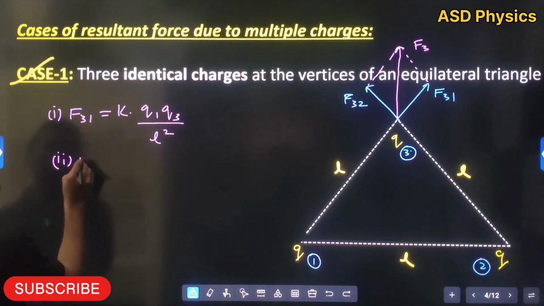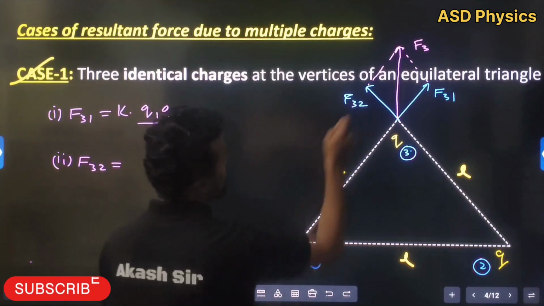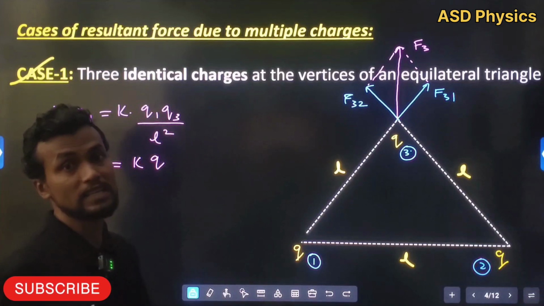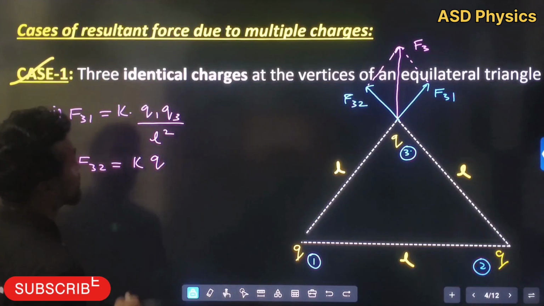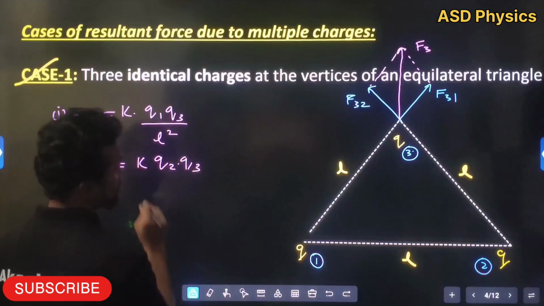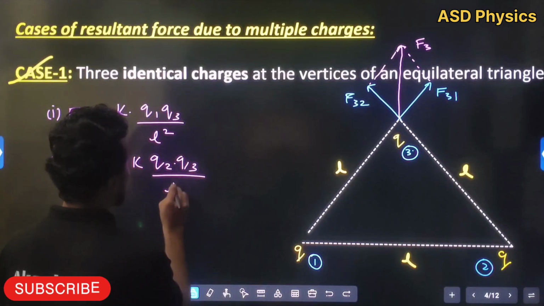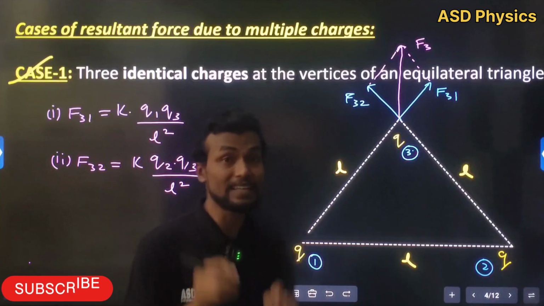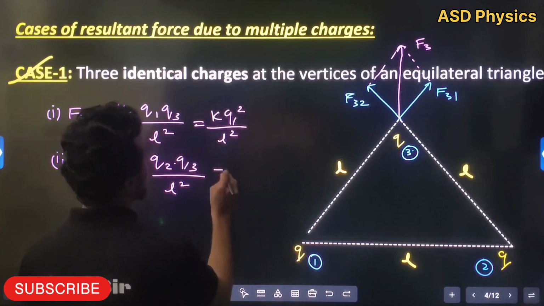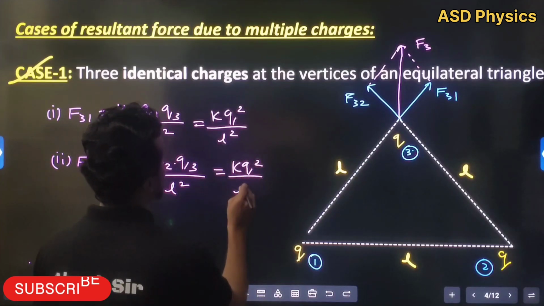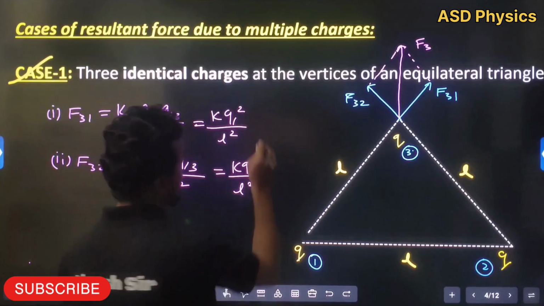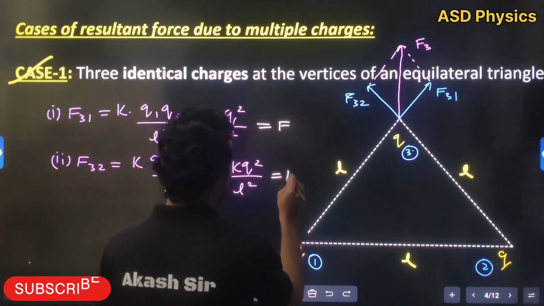Similarly, F32 will be how much, students? Again K Q2 Q3 by L square. But here the charges have the same magnitude. Identical charges are there. That means here we can write K Q square by L square, and here also K Q square by L square. You can see that the magnitudes of these forces are the same. So here it is F, and here also F.